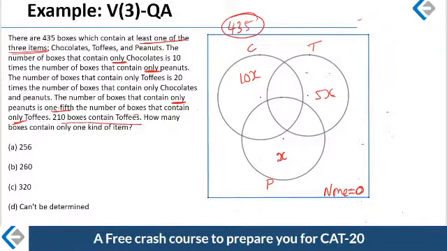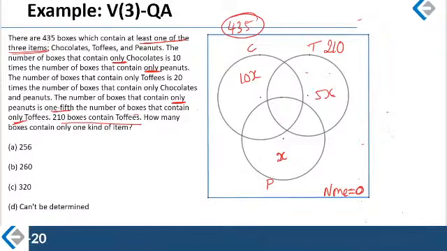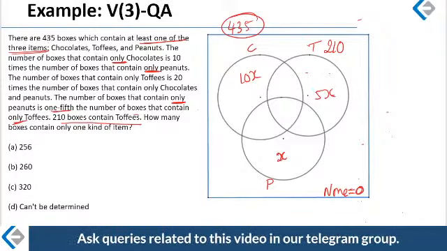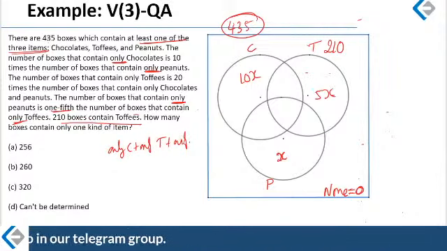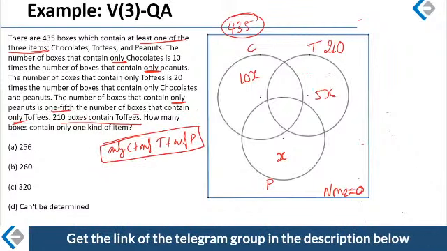210 boxes contain toffees. This is 210, because he didn't say only toffees, he said toffees. Now the question: how many boxes contain only one kind of item, which means only chocolate, only toffee, and only peanut. This is what he wants, exactly one kind of item.